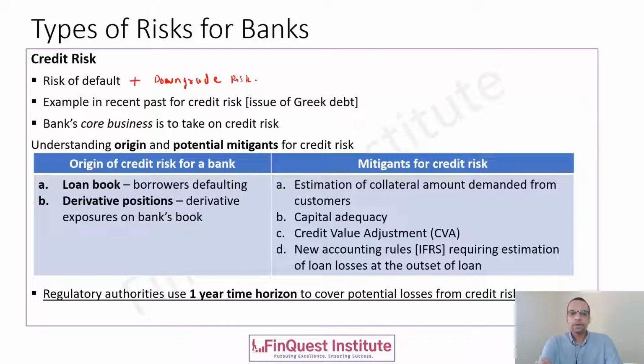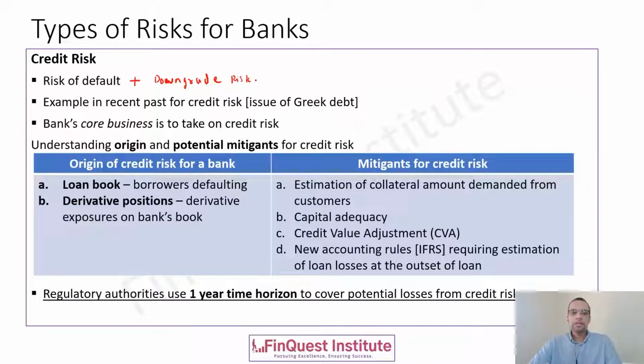So that happens at a micro level. But be it macro or micro, credit risk is something which every lending institution like a bank is exposed to. Now we know that the core business of the bank is taking on credit risk. So even the bank's management appreciates that, and they know that in order to function as a bank, some amount of credit risk has to be taken.